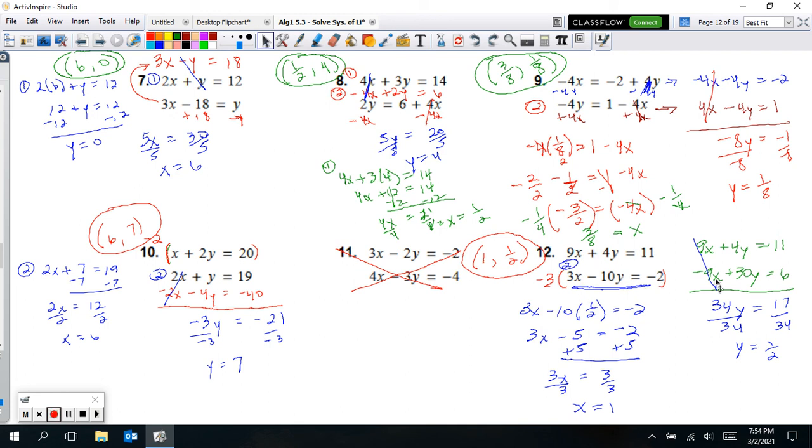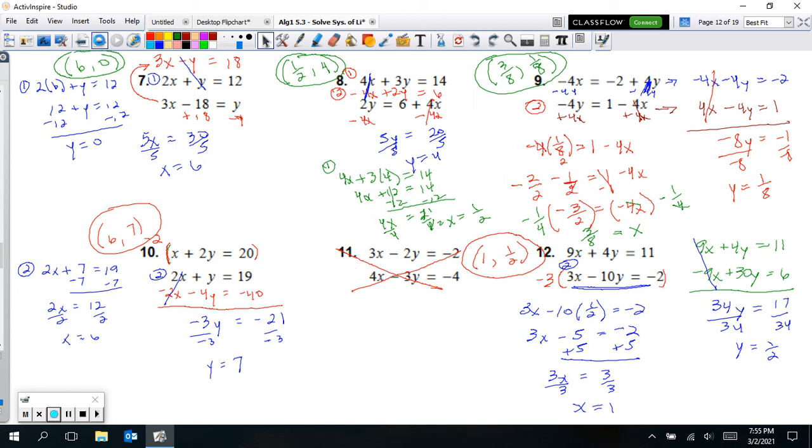You can choose any equation out of here. I just chose the one that usually has the smallest numbers. So you have the 3x minus 10 times, instead of y, we're putting in 1/2 there, equal to -2. Half of 10 is 5, so it's -5. Then you add 5 to both sides and get 3, and divide by 3, you get 1 for x. So that's why we got 1, 1/2. Alright, so again, you're not doing number 11, we'll go on to number 13.